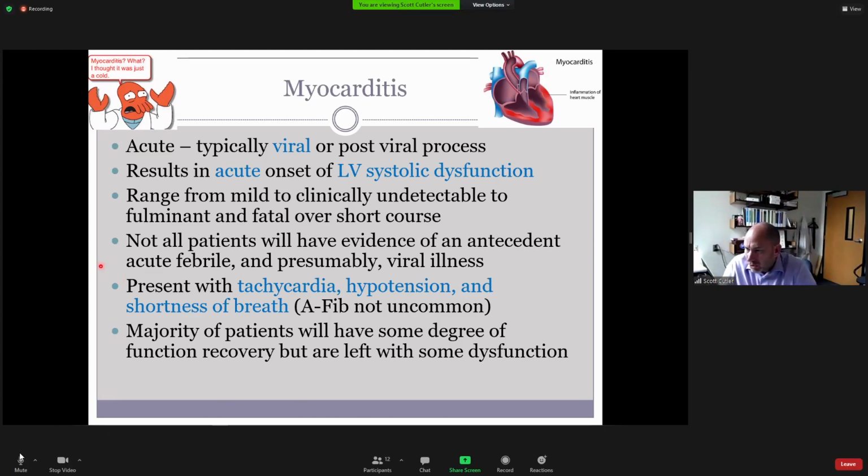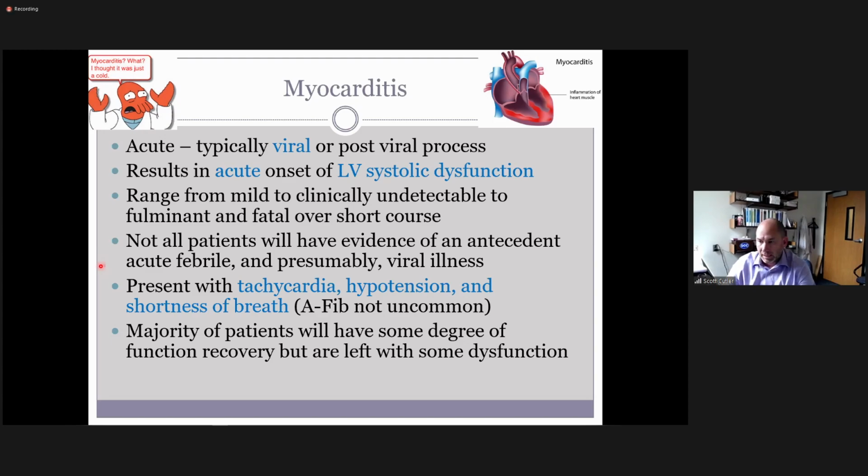All right, so not all patients are going to have evidence of antecedent acute febrile and presumably viral illnesses. In other words, they're not going to have all those signs and symptoms preceding the echo necessarily. They present with tachycardia, hypotension, and shortness of breath. AFib is not uncommon in these cases. The majority of patients will have some degree of function recovery, but are left with some residual dysfunction afterwards.